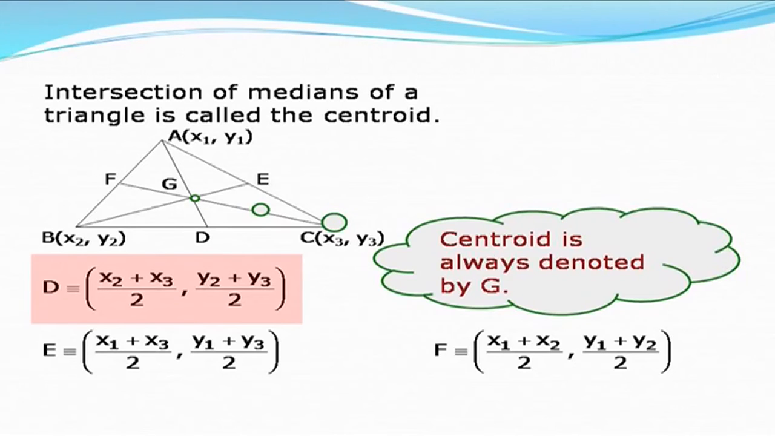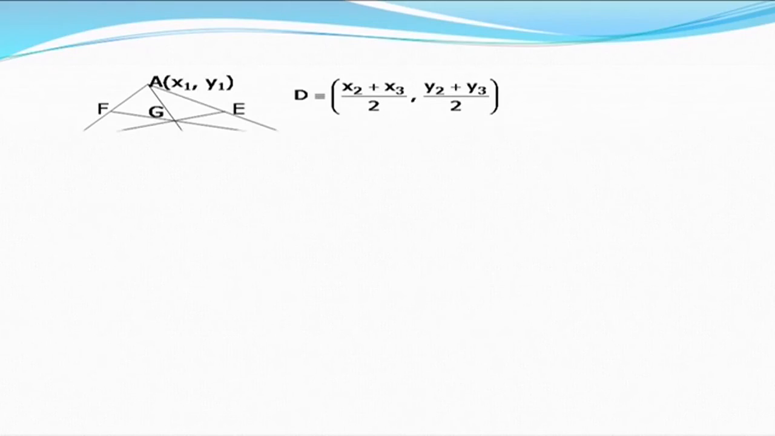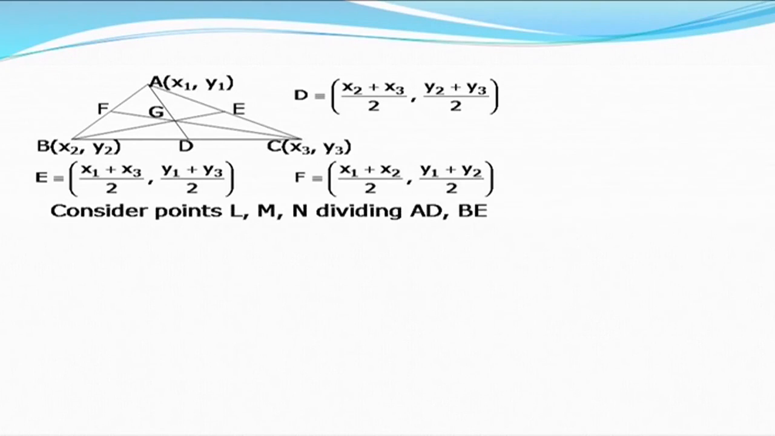If we find out the coordinates of D, that will be (x2 plus x3) upon 2 and (y2 plus y3) upon 2. In the same way, coordinates for E will be (x1 plus x3) upon 2, (y1 plus y3) upon 2, and F as (x1 plus x2) upon 2 and (y1 plus y2) upon 2. Now, we know that G always divides AD in the ratio 2, 1. Consider points L, M, N dividing AD, BE and CF respectively in the ratio 2, 1.